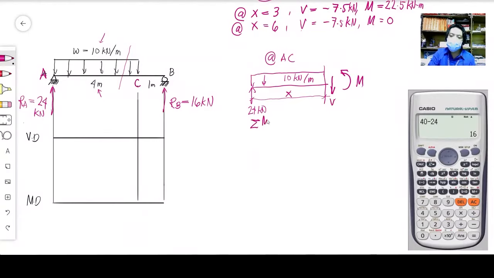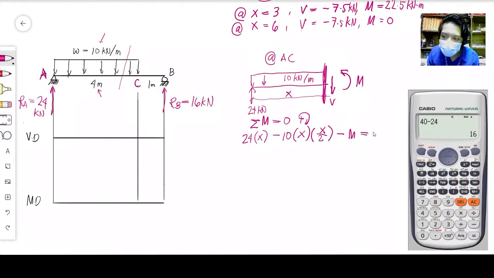So we are summing the moment equal to 0, taking clockwise as the positive moment. Take note, we are summing moments. The positive moments are 24 times x minus 10 times x, that's the magnitude of the force since this is a uniformly distributed load, times the moment arm, x over 2, minus the moment, equal to 0. So the moment is equal to 24x minus 5x squared. Is that right? Yes. So this is your equation for the moment.